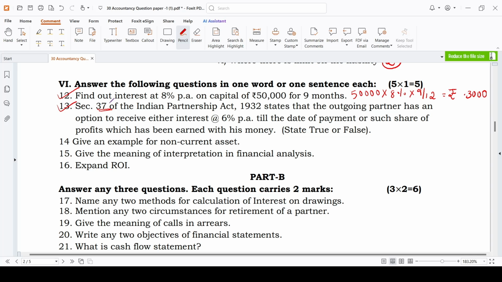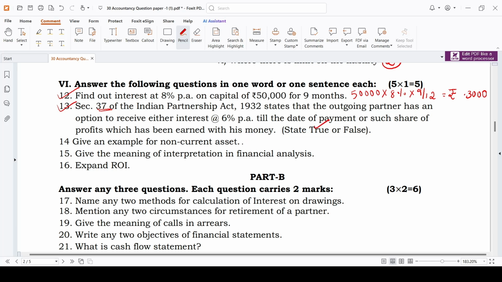What does this section 37 tell you? When a partner is going out of a business, you have to settle his account. You have to give back his money, right? So, how are you going to make the payment? That is there in section 37. The outgoing partner will have an option to receive interest at 6% per annum until you settle his account, or if you are using his amount, then whatever profit you get, you have to give his share in the profit. Two options will be there. That is what your section 37 tells you. So, obviously, this is true.